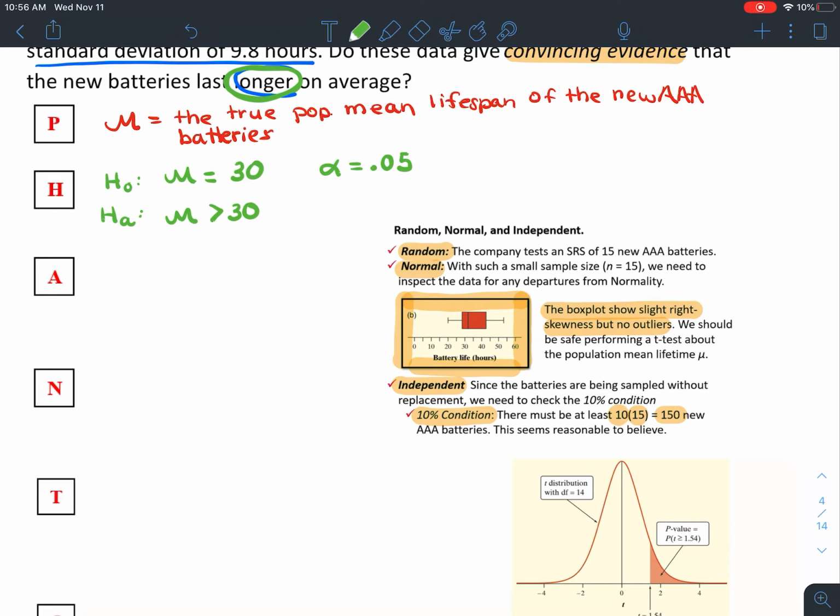Okay, now we need to name the test. So the name of the test is going to be a one sample t-test. You should say for what? For means. Okay, one sample t-test for means.